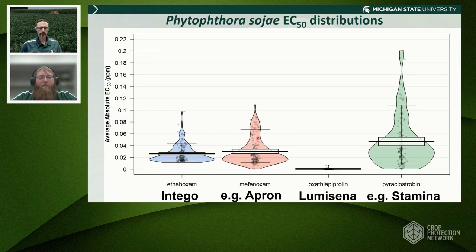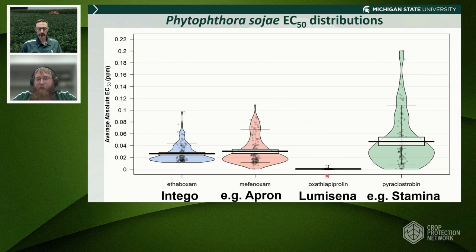But what we're seeing here is that our older chemistry, mefenoxam, still appears to be very effective against Phytophthora sojae, and that newer chemistries like ethaboxam are also very efficacious against Phytophthora sojae. So we weren't able to identify any sort of fungicide resistance to the compounds we screened. Pyraclostrobin, also efficacious, has a little bit of a wider range there for data points. But still, if you look over on the y-axis, the highest data point is 0.2 ppm, which is very low.